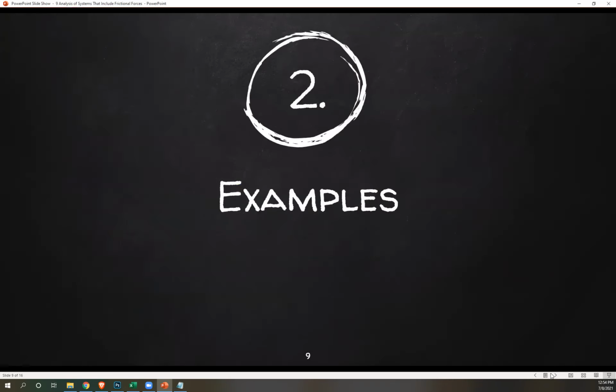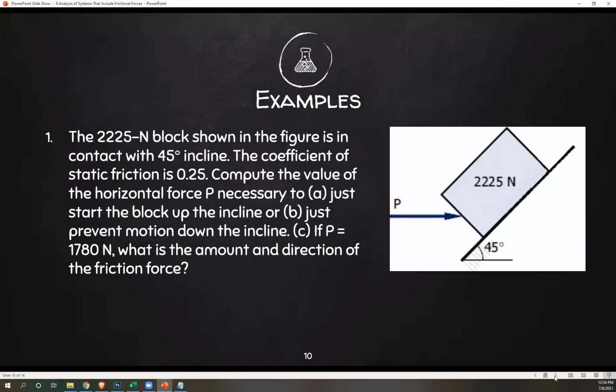Any questions so far before we move on to the examples? Okay, since you don't have any questions, let's have a few examples. So let's start with number 1. Again, I'm going to answer number 1. You just have to listen. I'm not going to take recitation yet.